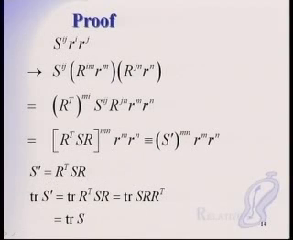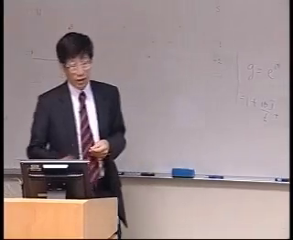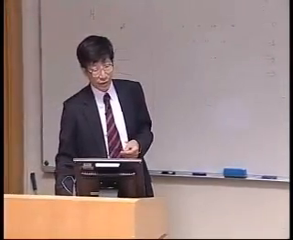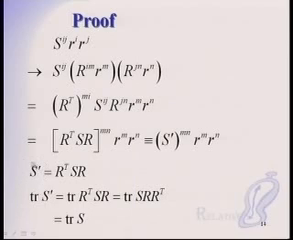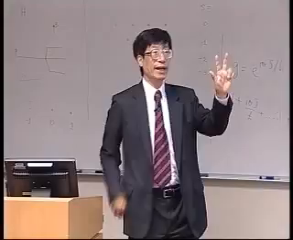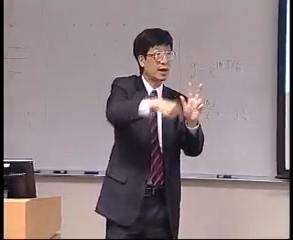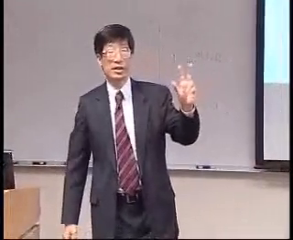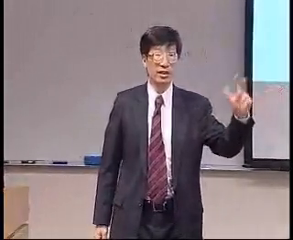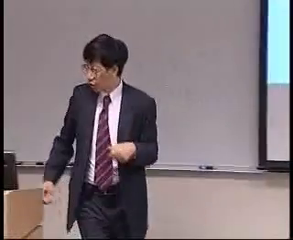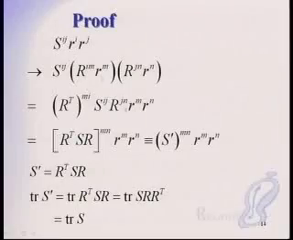Okay? But let me look at the trace of the coefficient matrix. If I look at the trace of this thing, it is the trace of this. But you know the trace of a product, I can permute the elements. Right? The trace of ABC is the same as trace of BCA. That's a standard theorem. Okay? So if I just permute the order, I get S R R transpose.